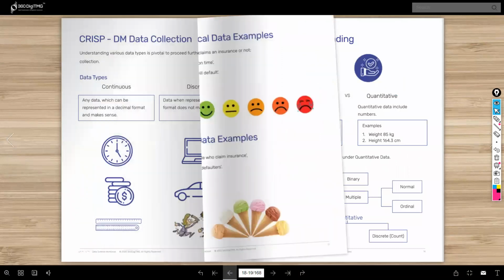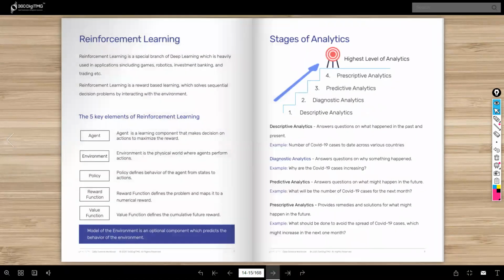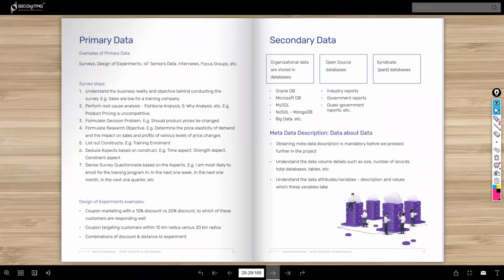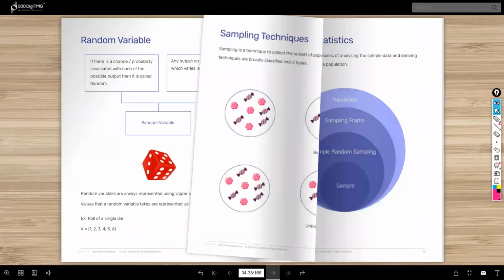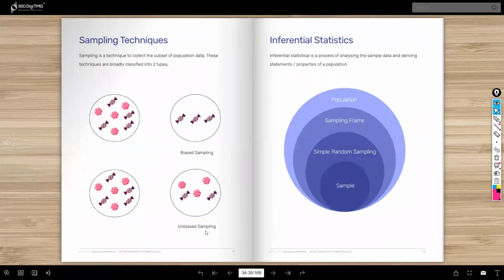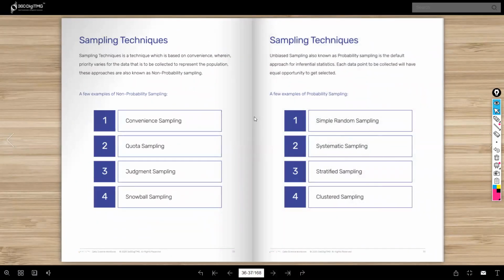Structured, unstructured, right? All these things are basically what we discuss in our sessions. So in a structured way, all these things are explained here, right? Random variable, probability, inferential statistics. You can see here, biased sampling, unbiased sampling, probability or non-probability sampling techniques. And you can see here, non-probability sampling techniques, probability sampling techniques. There are a few points mentioned here. All right. So sampling techniques.